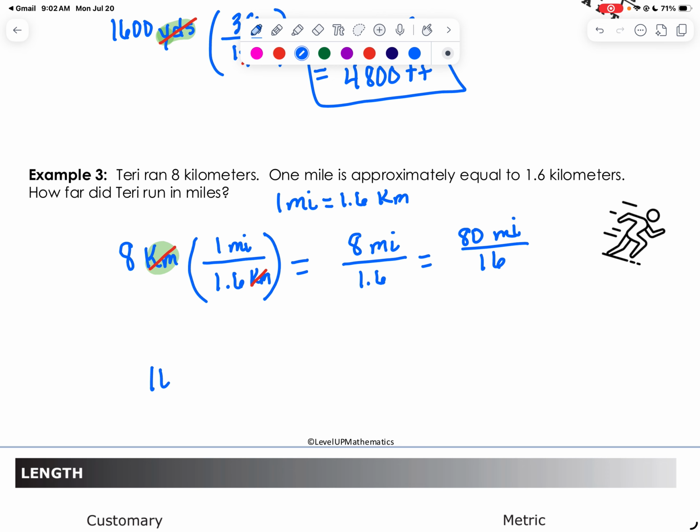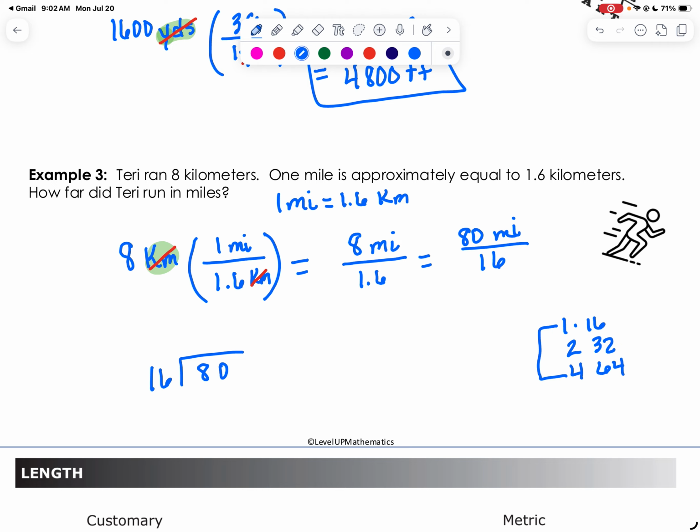All right, so 16 goes into 80. Let me do a little ratio table over here. 1, if I double that, I get 32. If I double that again, I get 64. If I double that again, I'll have too much because I want 80.